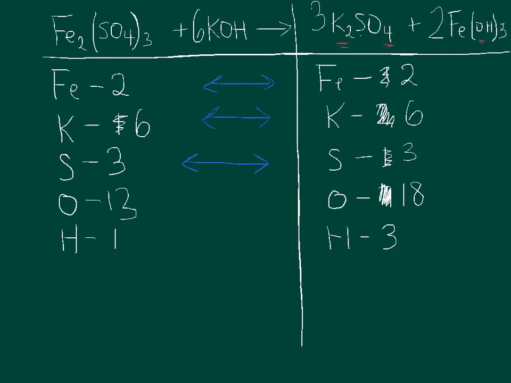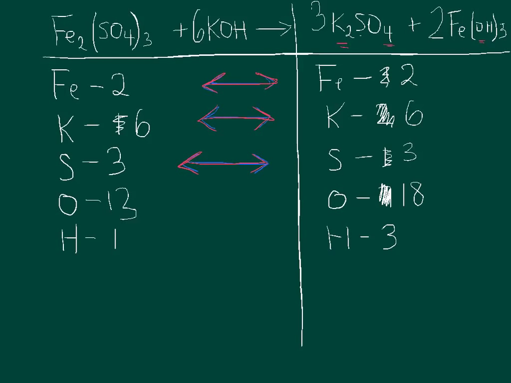So let's just quickly check our metals. Our metals are balanced, right? So the ions are 2 and 2, so those ones are good. Our potassiums are balanced, 6 and 6. And then we'll check our nonmetals. Our sulfur is also balanced.